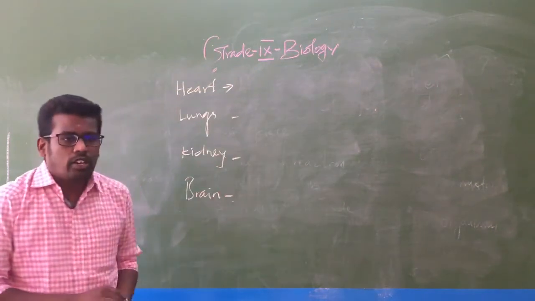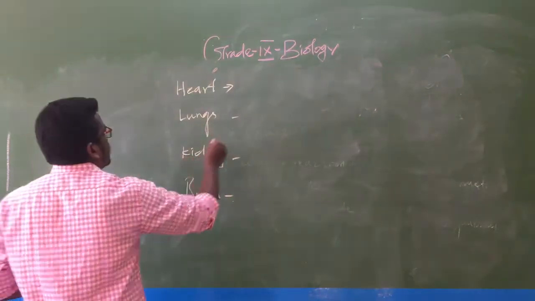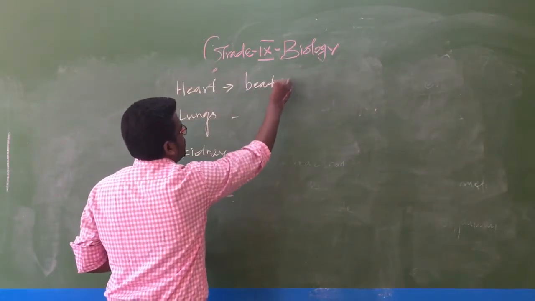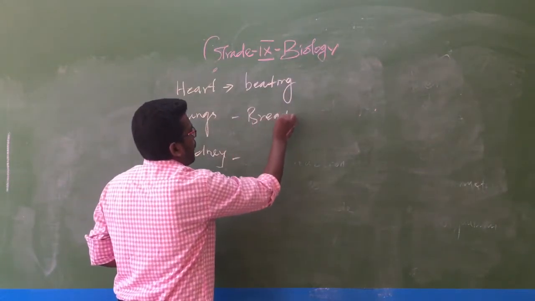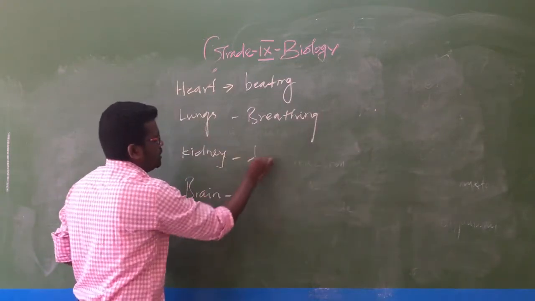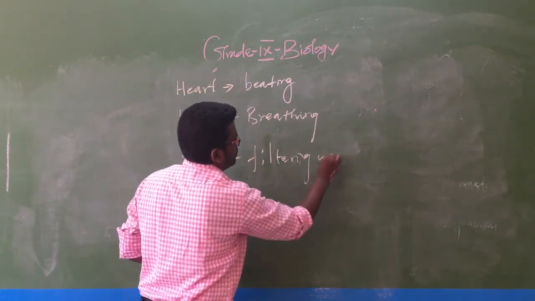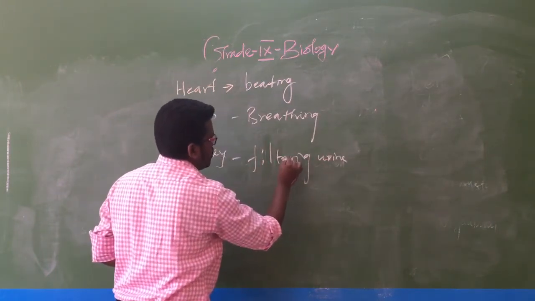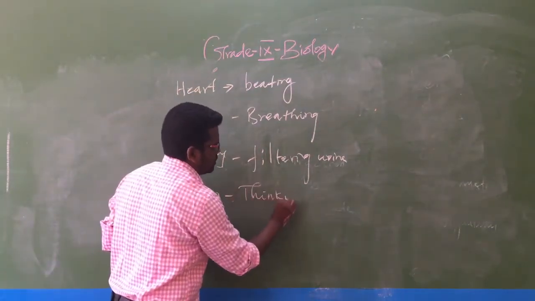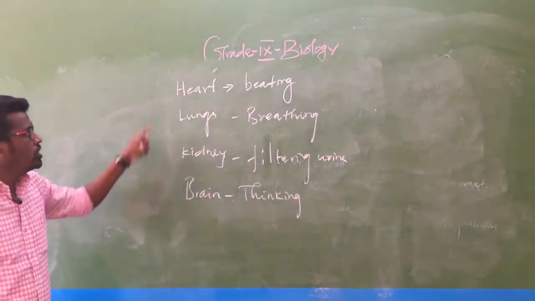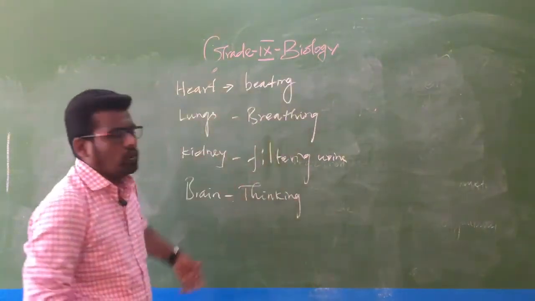These organs have specific structures and functions. For example, the function of the heart is beating, the lungs' function is breathing, the kidney's function is filtering urine, and the brain is responsible for thinking. So these are the types of organs which are present in our body, and their roles.